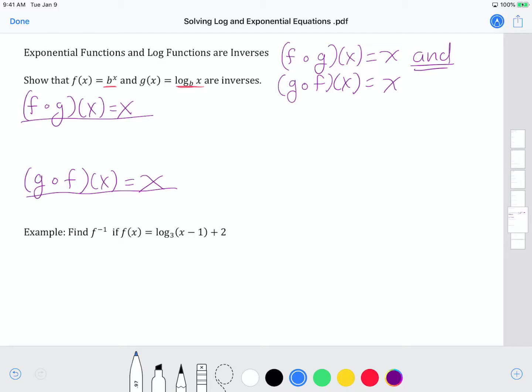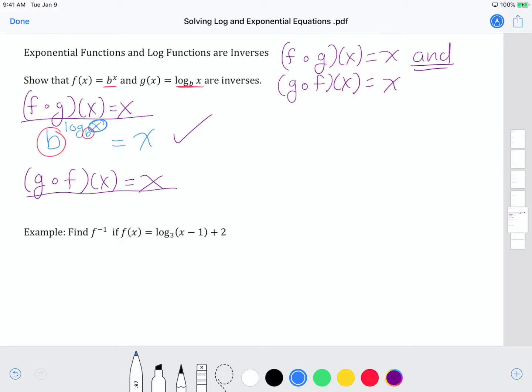So for the first direction, I'm going to take g of x and plug it into f. So I'm going to take log function, log base b of x, and plug it into the function b to the x. So I'll have b to the power of log base b of x. And this is equivalent to x because if you think back to our properties, when this base and this base is the same, what it's equivalent to is whatever this value is. So this direction works. B to the power of log base b of x is equal to x.